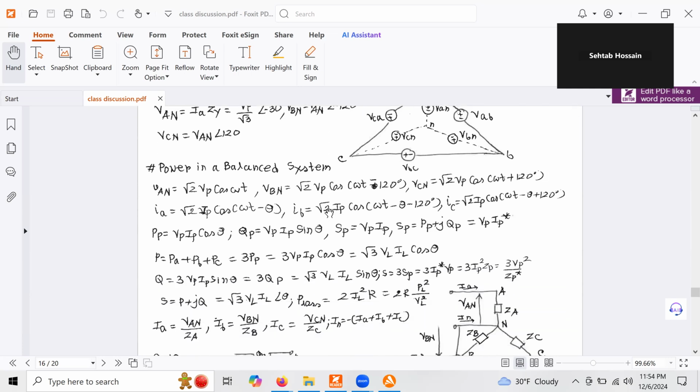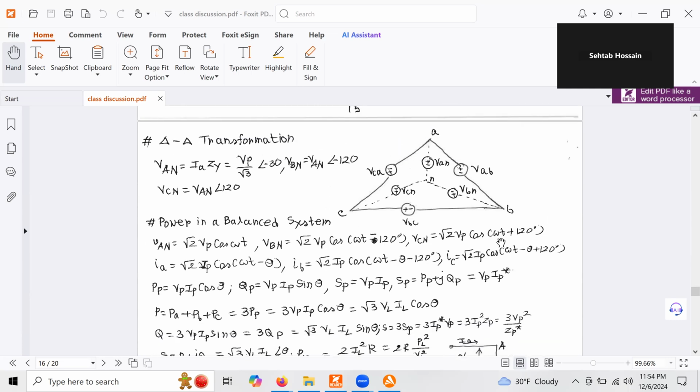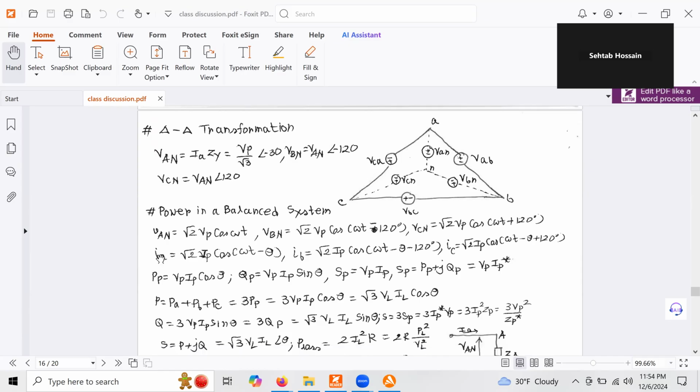And so let's talk about power in a balanced system. So this is AN, where capital N is the neutral point over here.